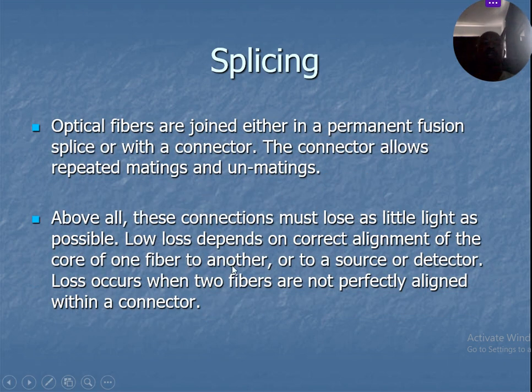Now let's take a look at this. Furthermore, optical fibers are joined either in a permanent fusion splice or with a connector. Either we use a connector to join optical fibers together, or we use what we call the permanent fusion splice. We have the fusion method and the mechanical method, and we're going to talk about these two methods of joining or splicing optical fibers. Okay, now let's move on.